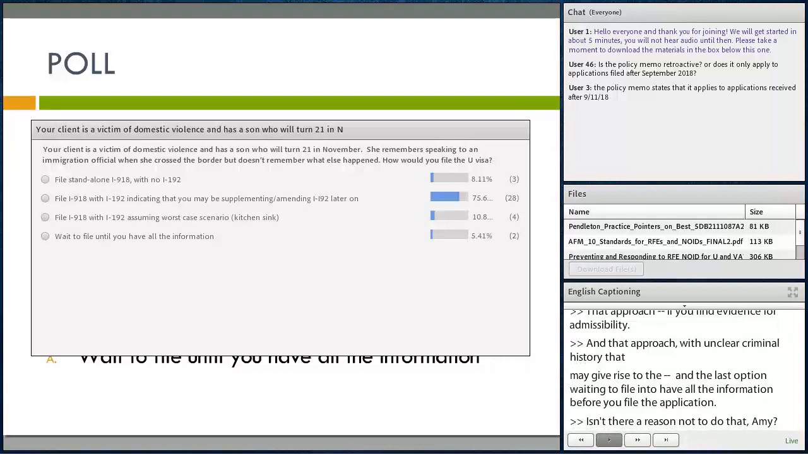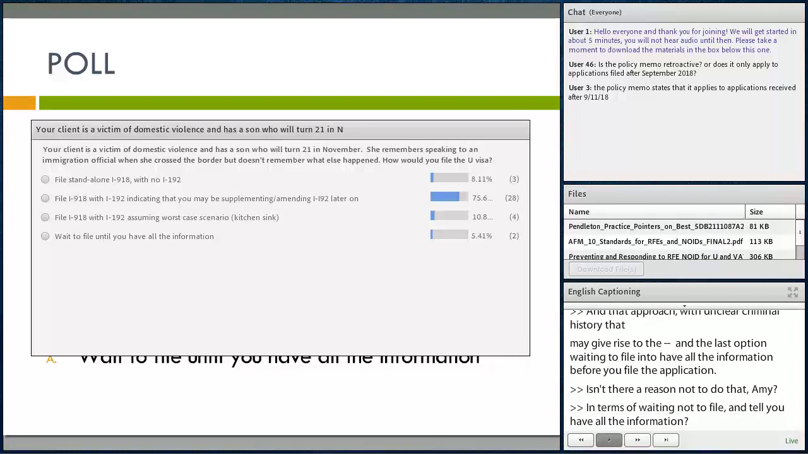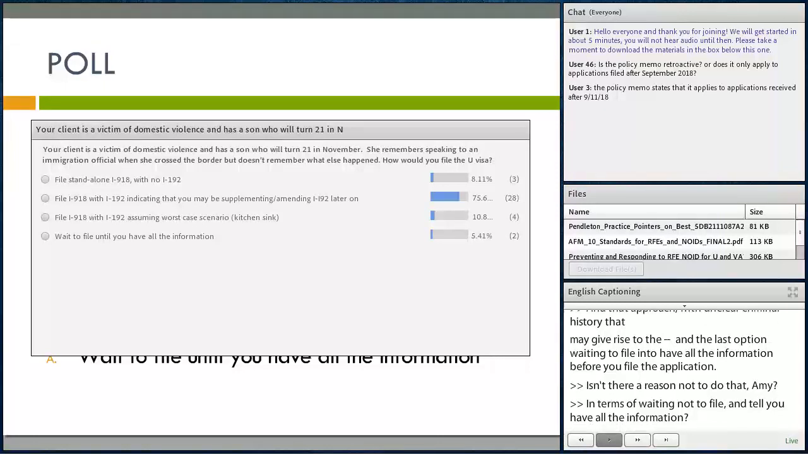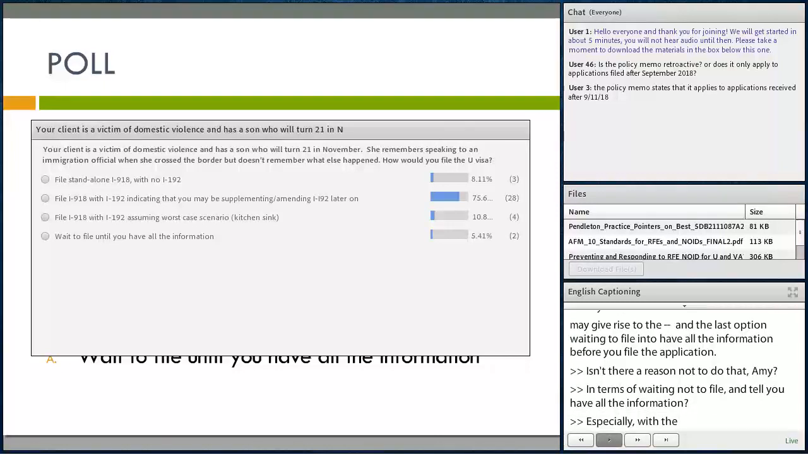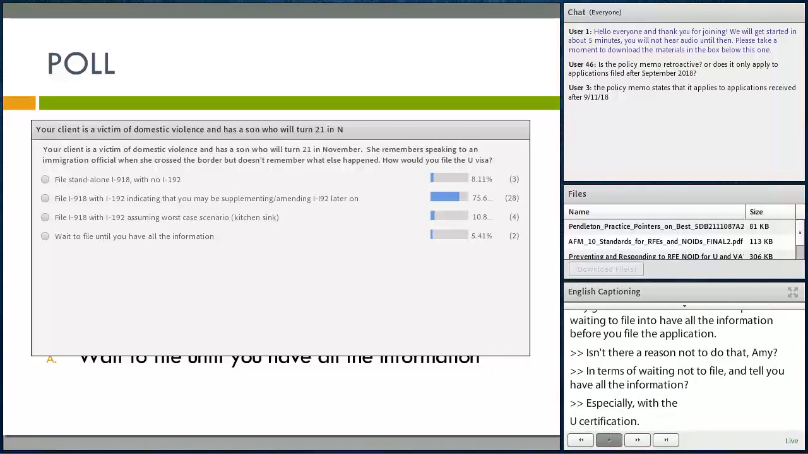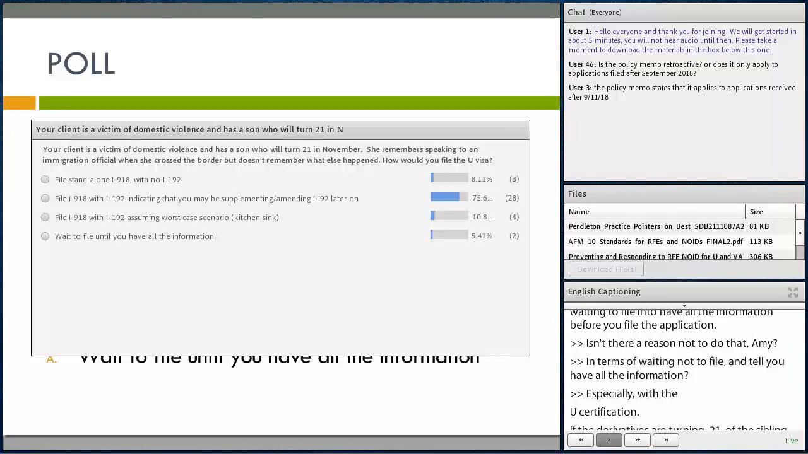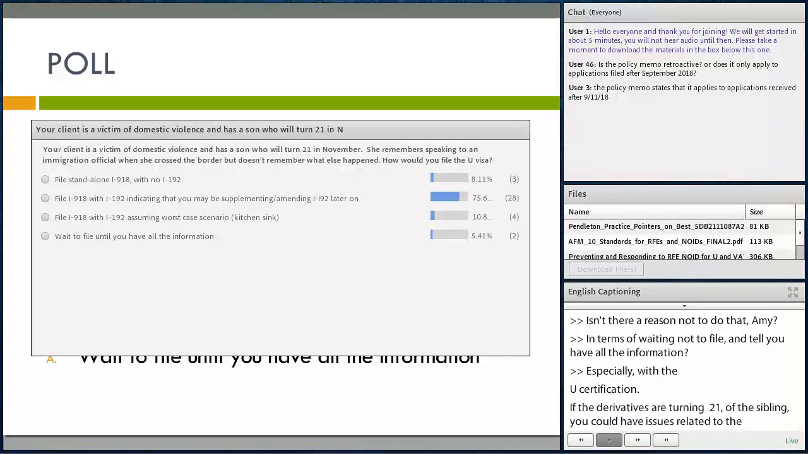Yeah. Certainly. Especially in the U context, but also you could easily see this in other contexts as well. I mean, there are many reasons. One is that you could have deadline problems. You could have a 918B certification that's about to expire. You could have age-out problems if your principal is turning 21, if any of the derivatives are turning 21 or 18, if it's a sibling. And you could also certainly have issues related to the amount of time that it's taking USCIS to adjudicate U visas. Right? That's the whole reason why people have gotten into the practice of filing skeletal or placeholder applications, that it's taking so many years for these applications to be approved that you want to get your client a place in line.